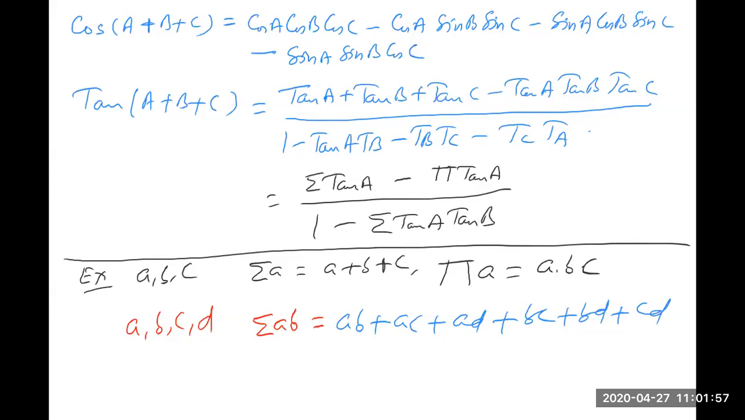If here I ask, what is the meaning of summation of ABC? That means the sum of all possible products taken in groups of 3. So ABC plus ABD plus ACD plus BCD.